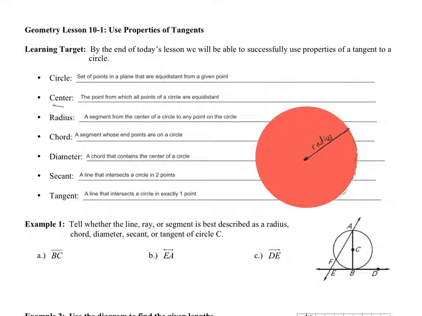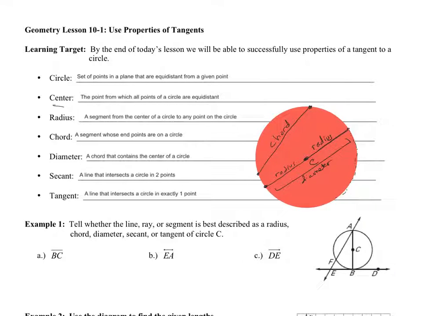And a chord is a segment whose endpoints are on a circle. So if I draw a point here, another point here, and I connect these 2 points, we can call this a chord. And the diameter is a chord that contains the center of the circle. So I'm going to label C for center. So if I extend the radius for the other side, this part would be called a diameter.